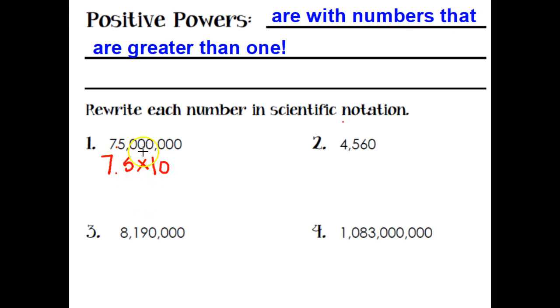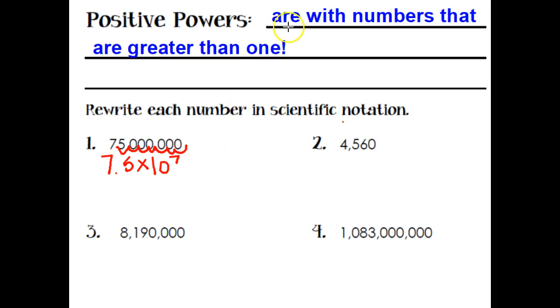And so how many powers? Every time I move, that's a power. Because how do we increase this number? If I multiply by 10, I am increasing the number every time I move. So I'm going to move all the way to the end. I move 1, 2, 3, 4, 5, 6, 7. So 7.5 times 10 to the 7th power.